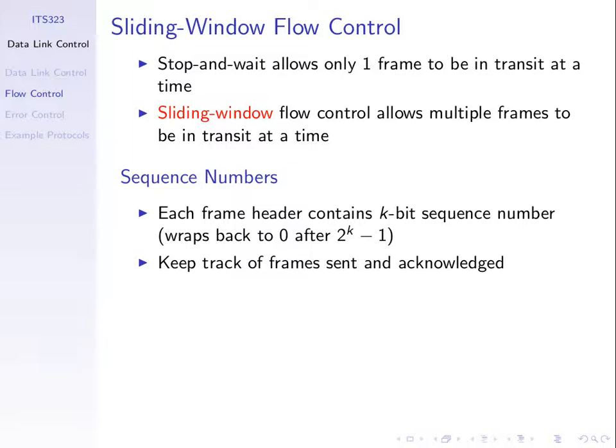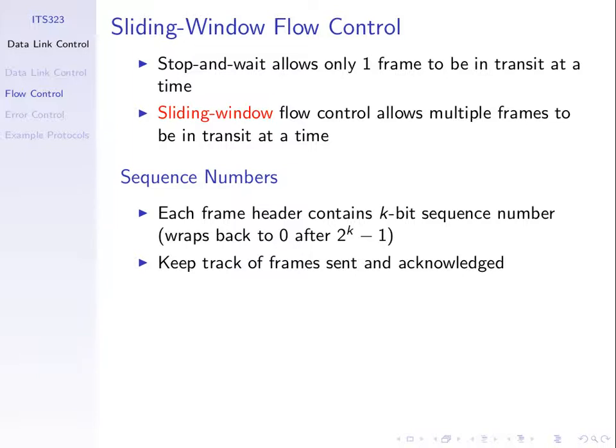But it's much more complex, because we need to somehow keep track of how many frames we are allowed to send, how many have been received. So let's go through it and explain how it works. First thing, we need to introduce this flow control protocol called sliding window. Because we're allowed to send multiple frames, we have to keep track of the ordering of those frames and which frames have been received, which frames have been sent and acknowledged.